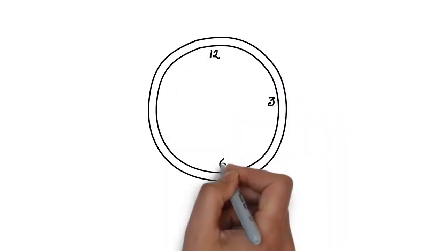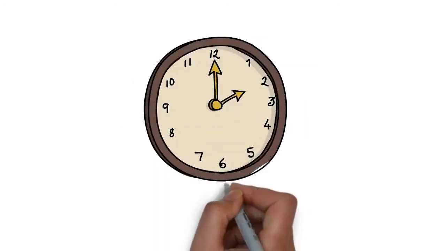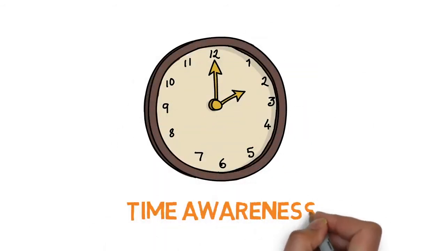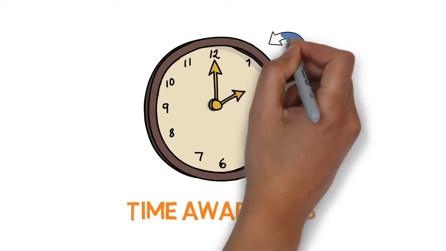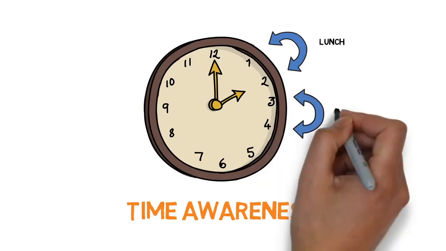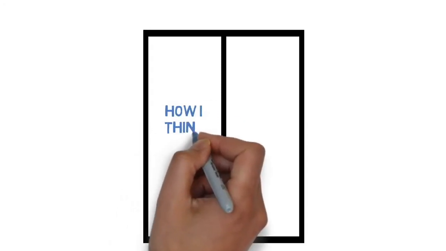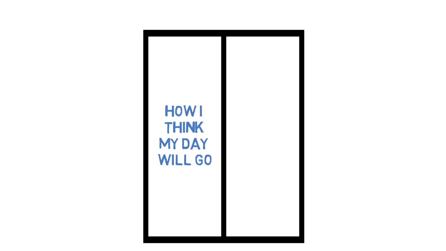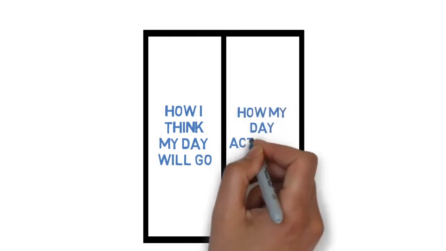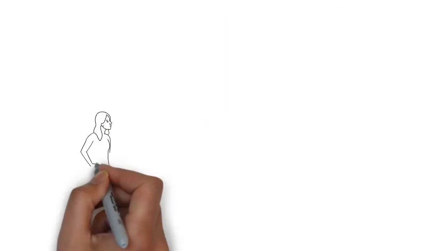Throughout your goal planning process, it is important for you to know how you spend your time. To do this appropriately, you will need time awareness. Tracking your time may sound tedious, but it's as easy as making a quick note every hour on how you spend your time. For those who are feeling extra motivated, you can take it a step further by making a table with 2 columns. The first column is where you write down how you think your day will go. The second column is where you'll write down how your day actually went. This method of tracking time will allow you to visualize how effective your day really was.